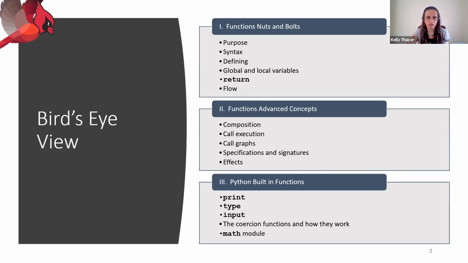We'll talk about functions, advanced concepts: composition, how to do the call execution, how to write your call graphs, how to do specifications and signatures, and effects of function execution. Finally, we'll round this out with some Python built-in functions. As promised, we'll finish off with some functions that we've seen before. I mentioned print is in fact a function, so we'll see how that is true. We'll also revisit type, we'll see input, and we will talk about the coercion functions and introduce the math module, which contains many Python built-in functions useful for, you guessed it, doing math.